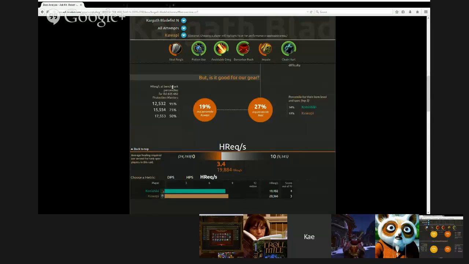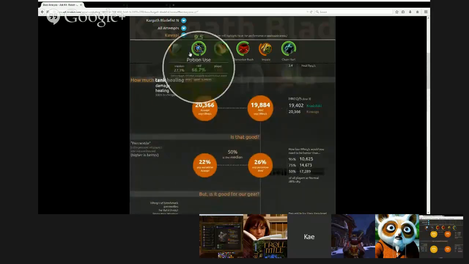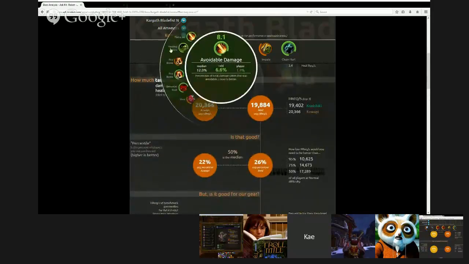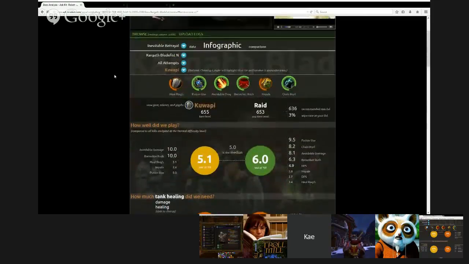This one here is basically saying that if I really focused on doing nothing but mitigation as a tank, then I would only need 12,500 heals per second to be in the upper 5th percentile. That's what they're looking at there. Potion use is potion use. It's pretty explanatory. But DPS can do the same thing. When you're looking at this, just take it all with a grain of salt.